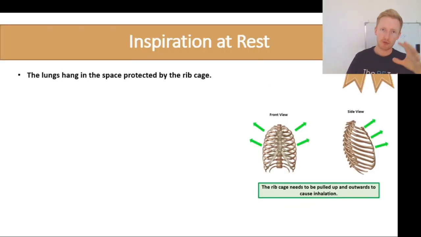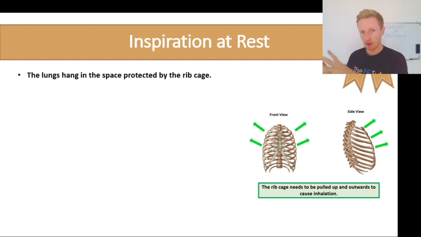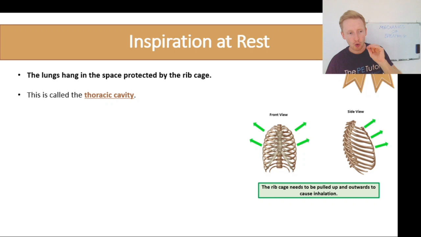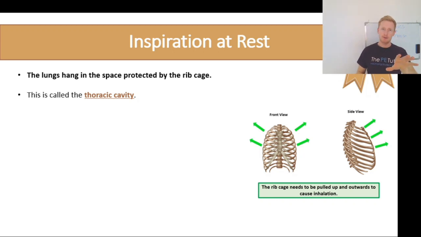So we're going to start off with resting levels. Then we'll move on to responding to an increase in exercise activity. Like I just said, the lungs hang in the space that's protected by the ribs, and they're attached to the ribs. Now, this space inside and behind our rib cage is called the thoracic cavity.